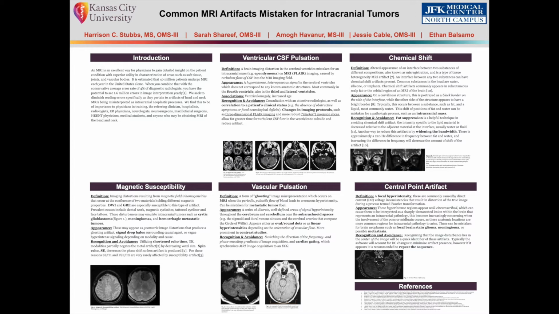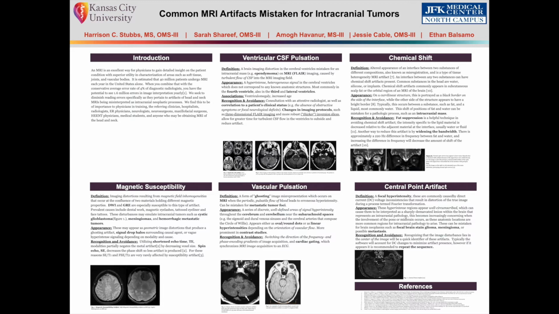Ventricular CSF pulsation artifacts are created by turbulent CSF flow and appear as hyperintense, heterogeneous signaling of the ventricles that may resemble intracranial masses such as ependymomas. They are more likely to occur with FLAIR imaging and in cases of ventriculomegaly and increased age. To reduce the artifact, correlate findings clinically or alter the protocols to utilize 3D FLAIR or more robust slices.